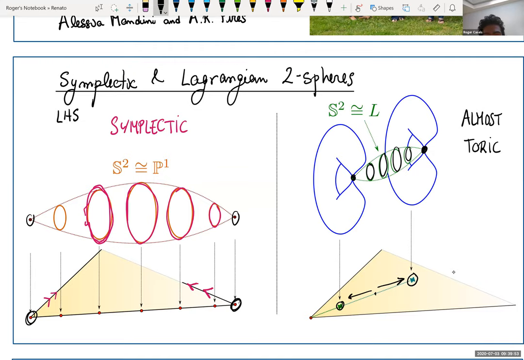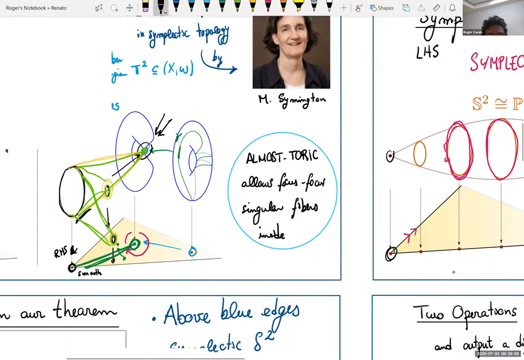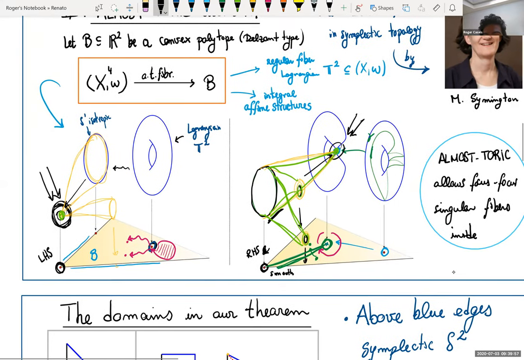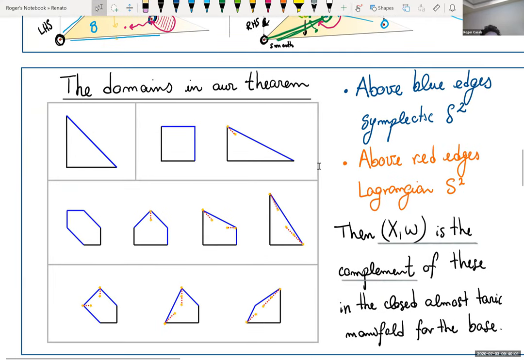Okay, assuming this is all fine. So let's get back to our theorem and the domains in our theorem. Recall that our theorem said, take any of these domains, then there is an infinite sharp sequence of embeddings. So how should you read these domains?